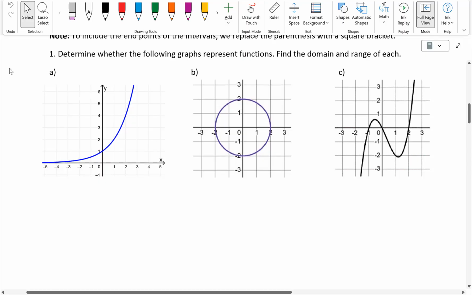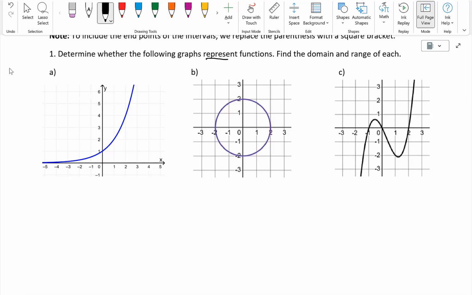So for one here, we want to determine whether the following graphs represent functions, and then find the domain and range of each. So if we remember back to earlier sections, we need to check this vertical line test to see if we are a function or not. You can hopefully see any vertical line for the first one would only intersect once. So this is a function.